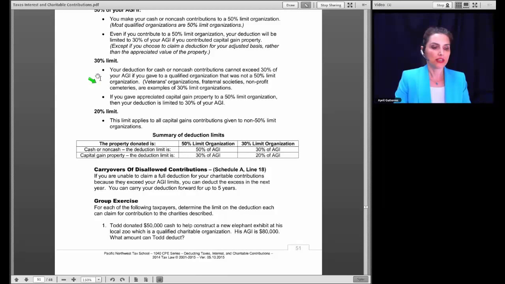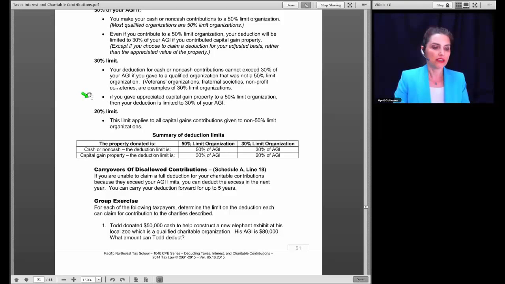Your deduction for cash or non-cash contributions cannot exceed 30% of your AGI if you gave to a qualified organization that was not a 50% limit organization. For example, you donated to a veterans organization, a fraternal society, a nonprofit cemetery. These are examples of 30% organizations.